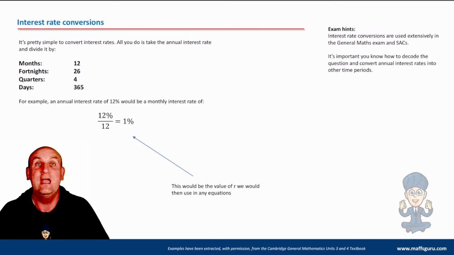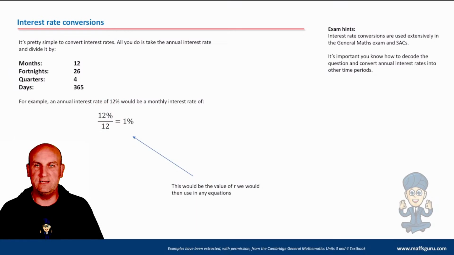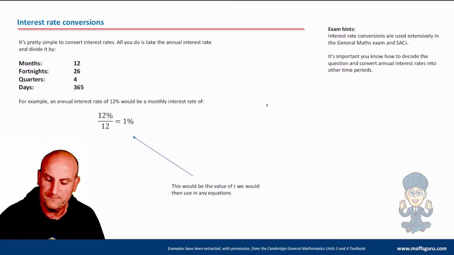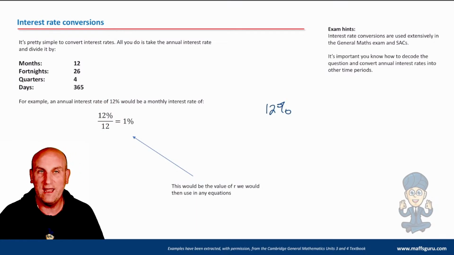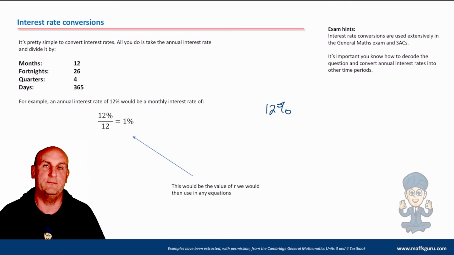No one's going to do that in real life, hopefully. Now, how do we convert interest rates? Well, you always start with the per annum amount. For example, if I've got an interest rate of 12% per annum and I want to work out what that would be per month, what I've got to know is how many months there are in a year.